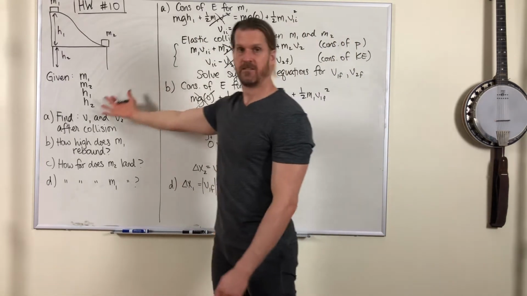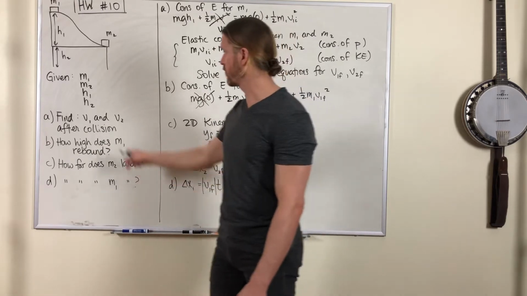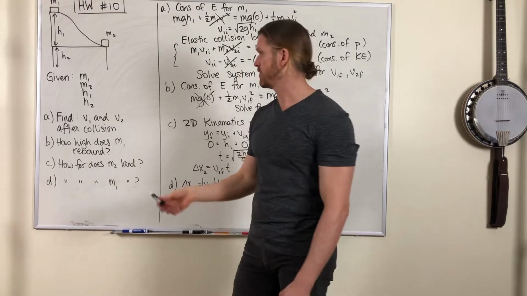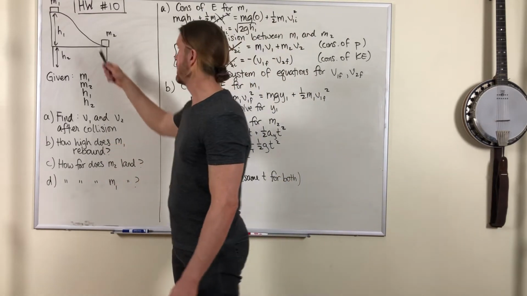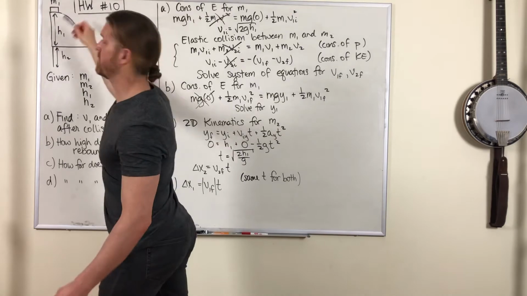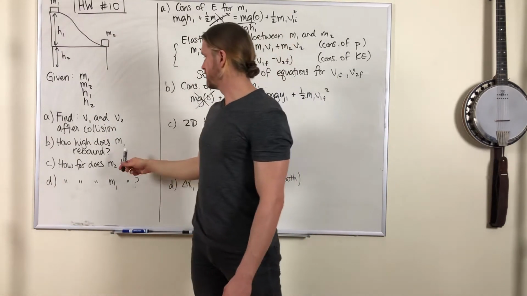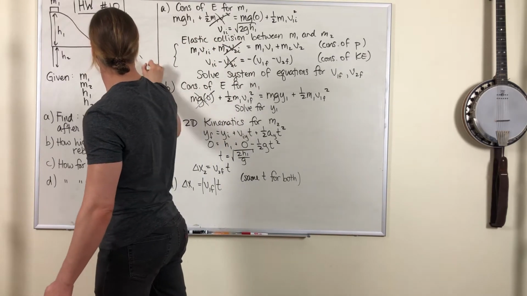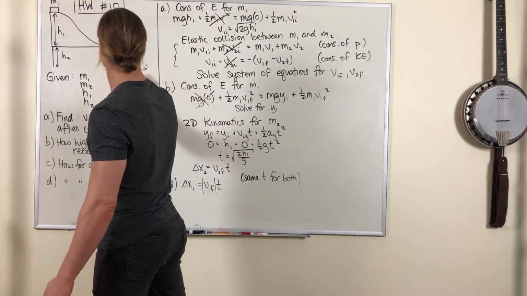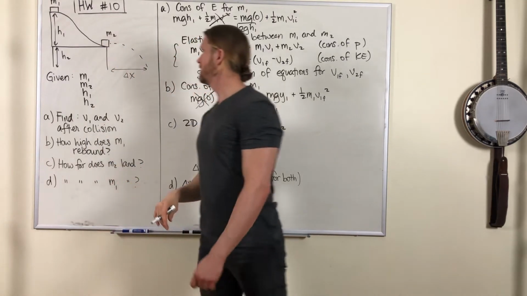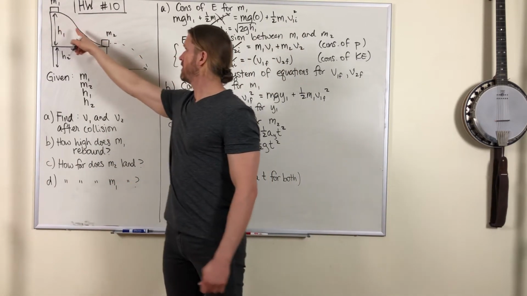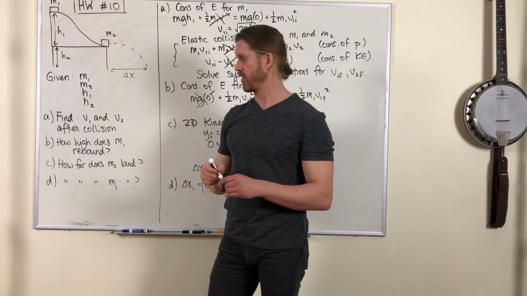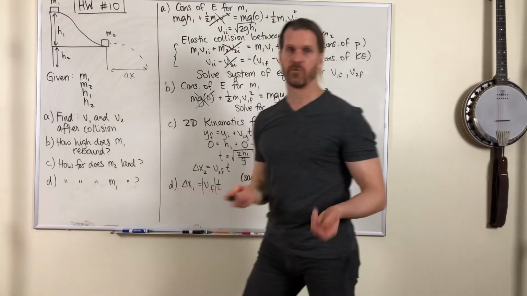So we want to answer 4 questions. First one is find the velocities of each of the 2 blocks after the collision. Second question, ask how high block 1 rebounds after that. We want to figure out how far M2 travels as it lands. And we'll do the same thing for M1. After it rebounds, goes up the ramp, goes back down the ramp, how far does it travel horizontally? So we got to use all the tools at our disposal.